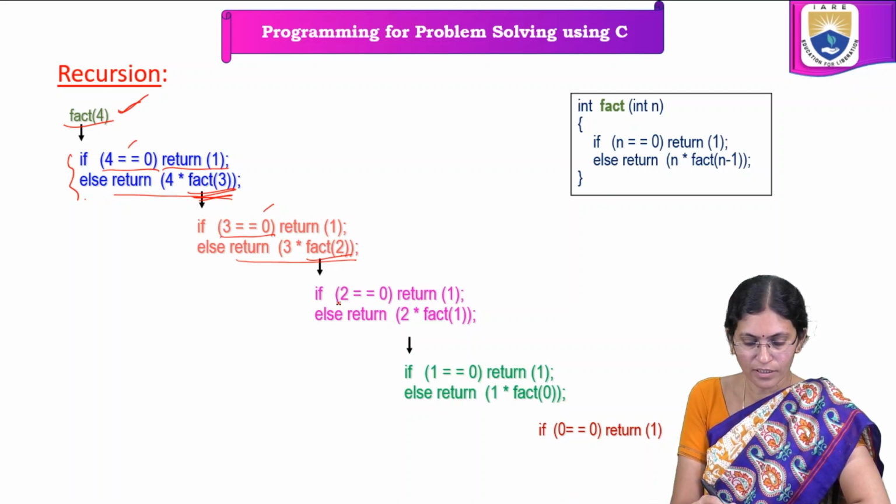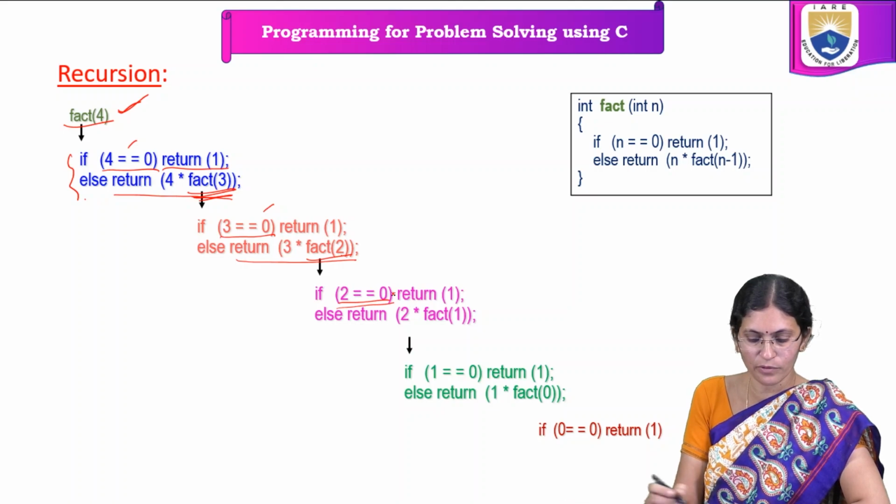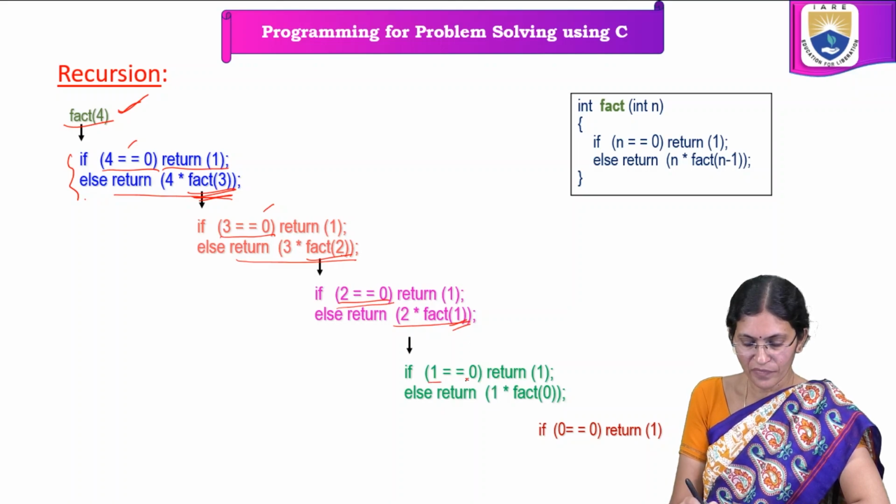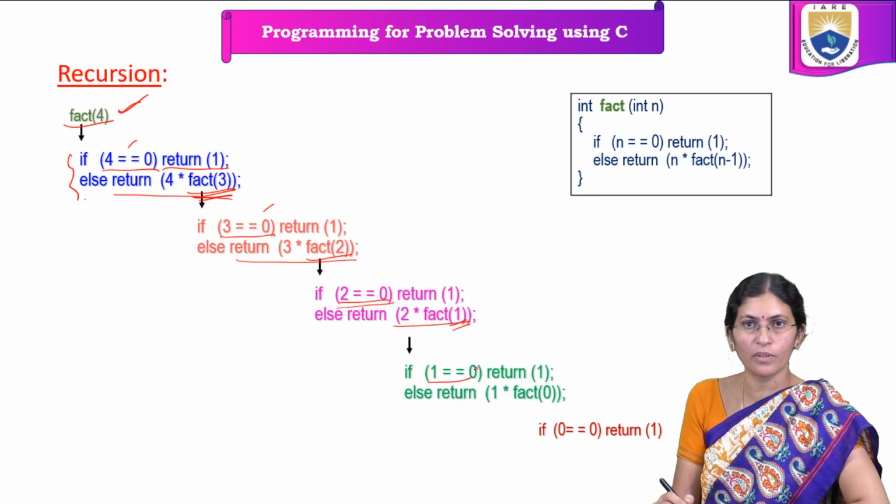Again it will check the condition. The control is transferred to the function definition. If 2 is equal to 0, this is false. So again it will call the function, now with 2 minus 1 equal to 1, so 2 into fact of 1. It will check the condition: 1 is equal to 0. This is false.